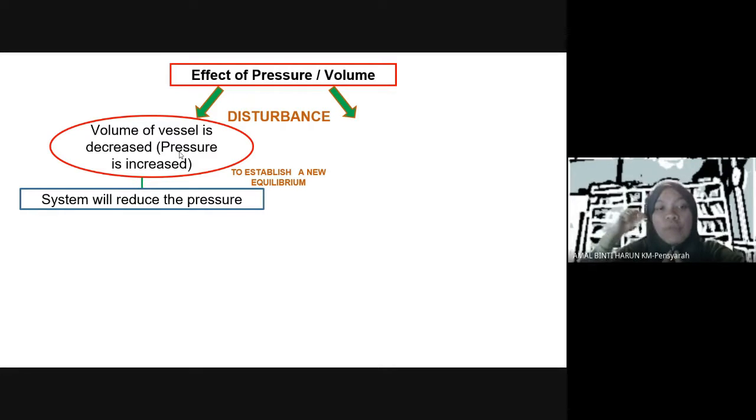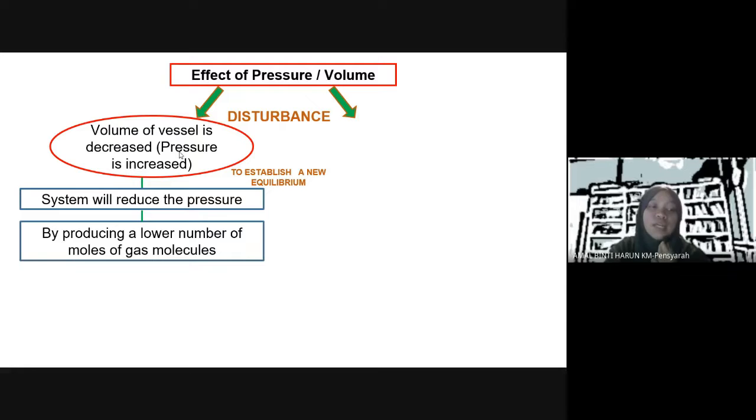So how we need to reduce the pressure? We need to shift to the side that has the lower number of moles of the gas molecules. Okay, because if we have more number of moles of the gas, more particles will collide and more pressure exerted. So if pressure increase, we need to reduce the pressure by shifting to the lower number of moles.